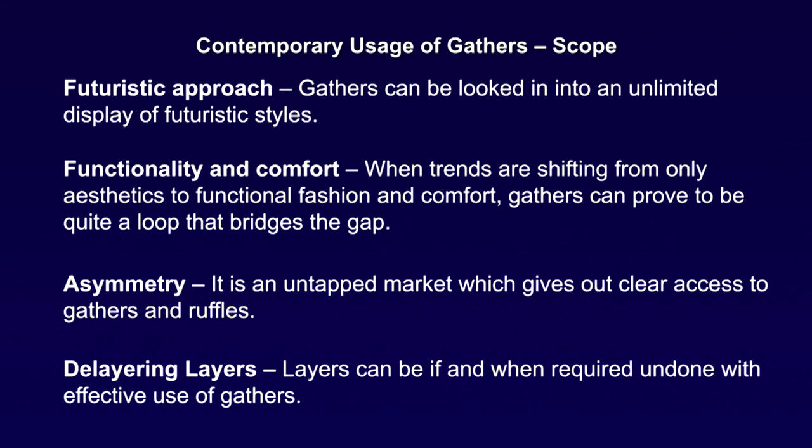Asymmetry. Asymmetry is an untapped market which gives clear access to gathers and ruffles. Delayering layers. Layers can be, if and when required, undone with the effective usage of gathers.